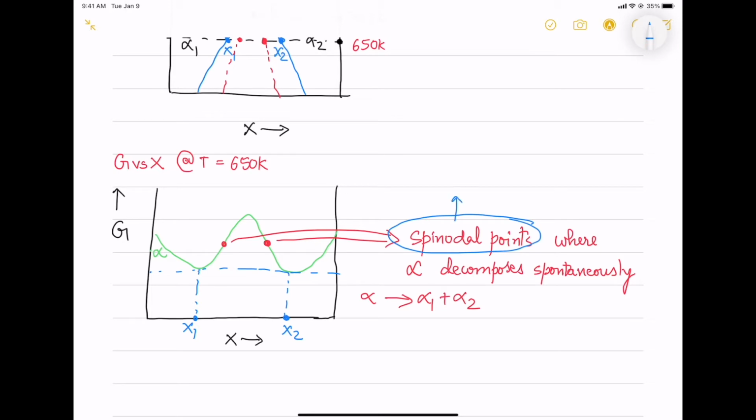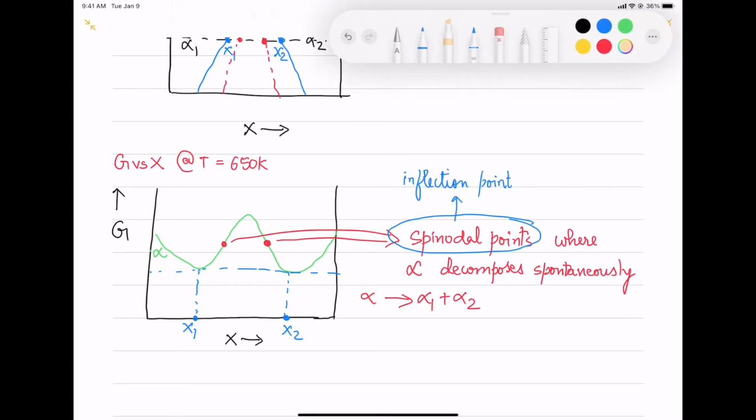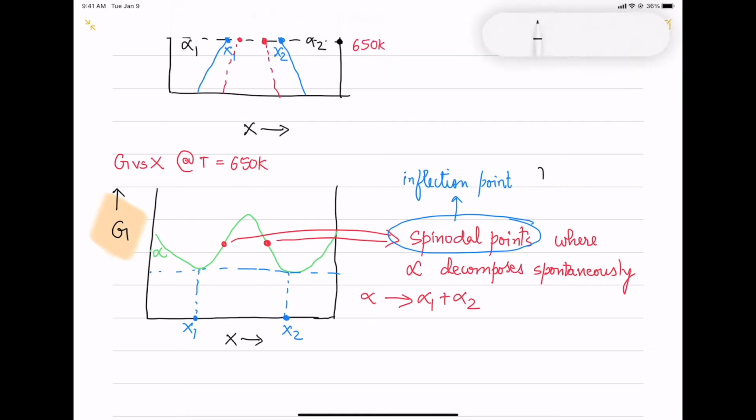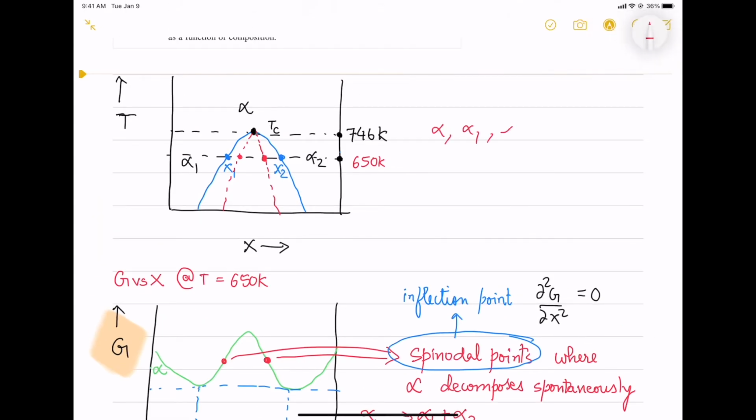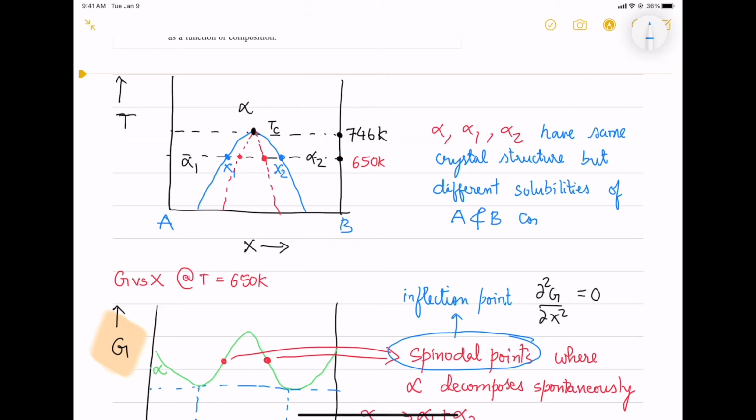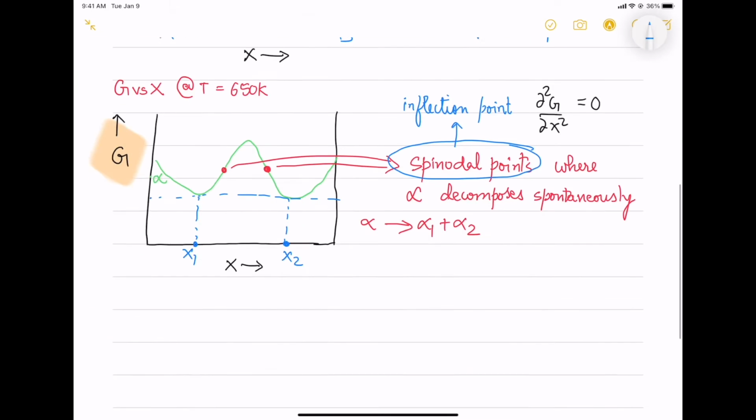So how do we obtain the spinodal points? They are the inflection points, means if you take the double derivative of G, that is equal to 0. So we will do the same thing here, and here the alpha 1 and alpha 2 have the same crystal structure. So for G versus X curve we have only one curve for alpha, but they have different solubilities of A and B components. So that is the only difference.